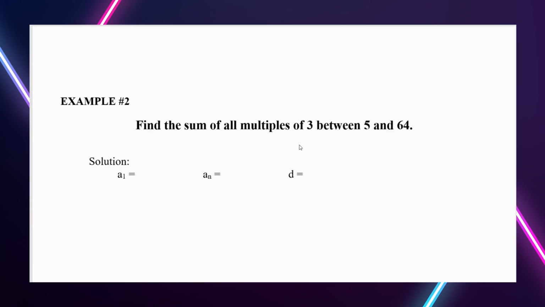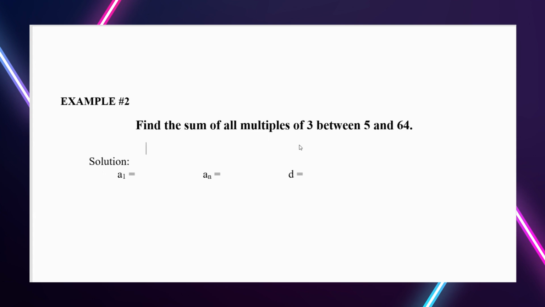Let us have another example. Find the sum of all multiples of 3 between 5 and 64. Kung titignan natin, ang pangalawang example natin ay naiiba doon sa ating unang example. But then, una natin gagawin sa ating given ay i-illustrate muna natin ang sequence natin. Ano nga ba ang mga terms natin sa sequence na ito?